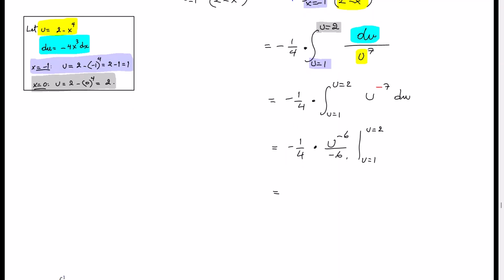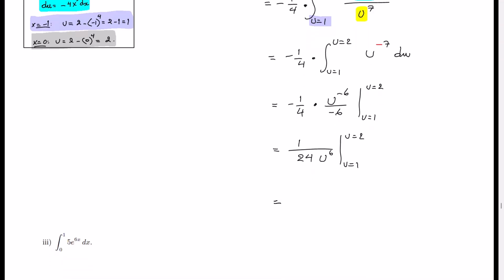Okay, so let's clean up the fractions first. Negative 1 over 4 times negative 6. That's the same thing as 1 over 24. And you know what? I'd like to write this guy back with a positive exponent, so I'll put u to the power of 6 on the denominator, and u is going between 1 and 2. So the fundamental theorem of calculus tells me to put in the upper bound first, so I'll put 1 over 24 with 2 to the power of 6. Then the fundamental theorem of calculus tells me to write the lower bound second. And so there we go.